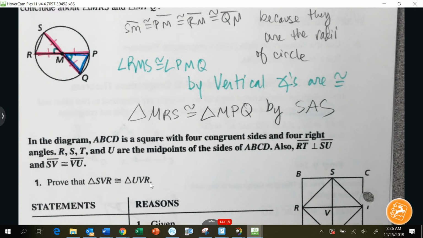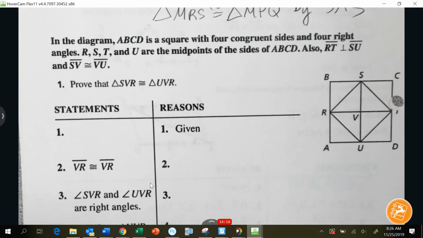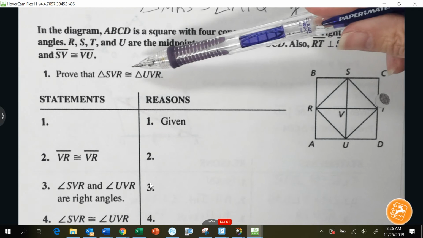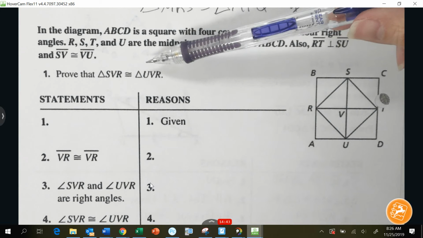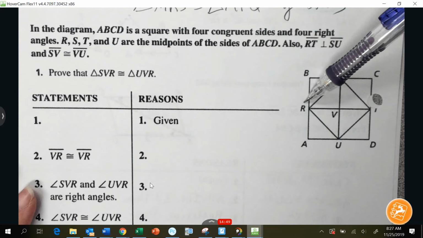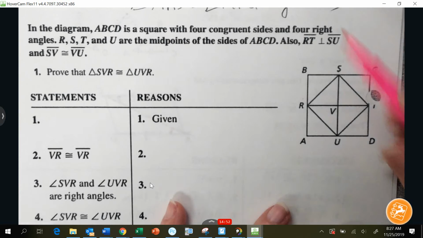Almost done. In the diagram, ABCD is a square with 4 congruent sides and 4 right angles. R, S, T, and U are the midpoints of sides AB, BC, CD, DA. Also, RT is perpendicular to SU and SV is congruent to VU. Which proves that triangle SVR is congruent to triangle UVR. SVR, where is it? I'm going to highlight these so I know what I'm looking at.